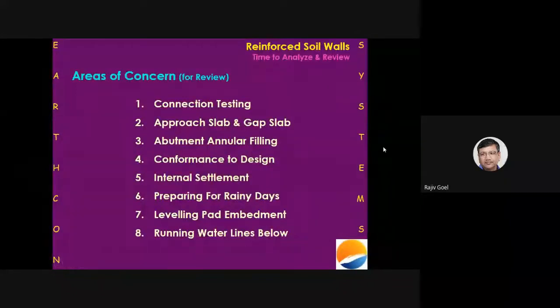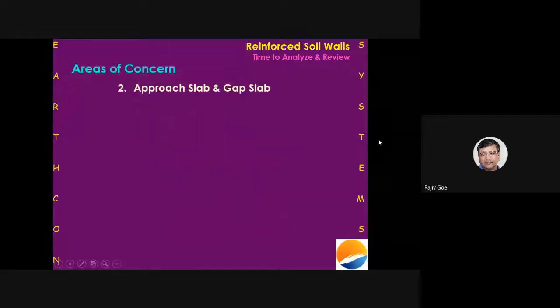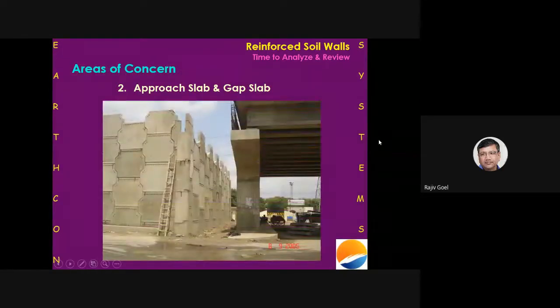Proceeding further, approach slab and gap slab. This is my favorite subject. I have already shown you a couple of slides as to what should not be done. Let's start with the basics. We know that generally our abutment foundations are resting on pile caps. The first and foremost thing we now need to do is to make our cross wall away from the pile cap.